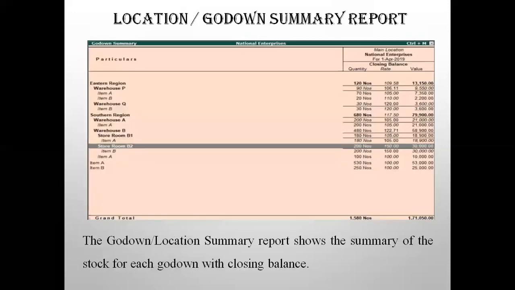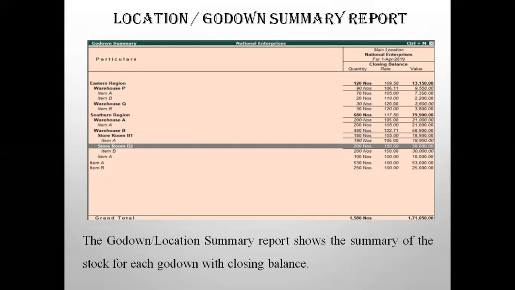Fourth one is the location or godown summary report. This is optional. Only if you set the warehouse option to on and you pass the various stock item entries in the respective godowns, then only this report will be updated. So in case your company has multiple warehouses, locations, godowns, then only this report will be seen after entries. This report shows the summary of the stock for each godown with the closing balance. How much stock is there in each godown.